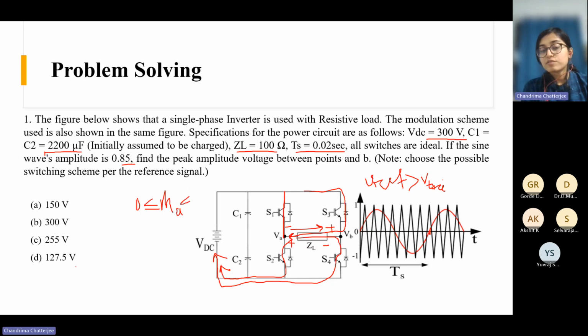You want a sine wave in the inverter output, right? So you will give the reference signal a sine wave only. And whatever frequency you want, the reference signal will have the same frequency. If you want a 50 hertz output, then you will give a 50 hertz sine. If you want a 60 hertz output, then the reference signal's frequency will be 60 hertz. If you want 400 hertz, then it will be 400 hertz. Okay, that is your reference signal.